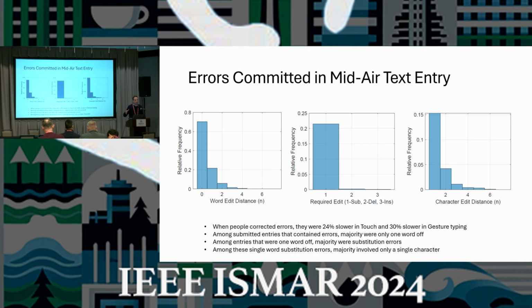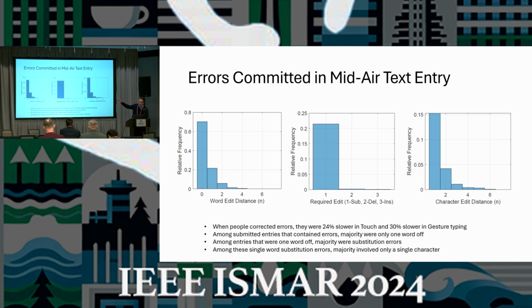And then if we look in a bit more detail at the characteristics of the errors that people committed, we didn't require them to fix all the errors, so certainly people still did commit errors. They didn't notice a mistake that they had made, for example. Then if we look at the word edit distance, so for a phrase of, say, 6 words, how many words in that phrase were incorrect? For the most part, people didn't make errors, so there's a lot of density there in the 0. But after that, the vast majority were just one edit distance away, so there was only one word that was incorrect in the phrase.